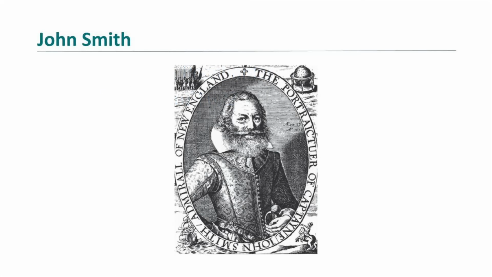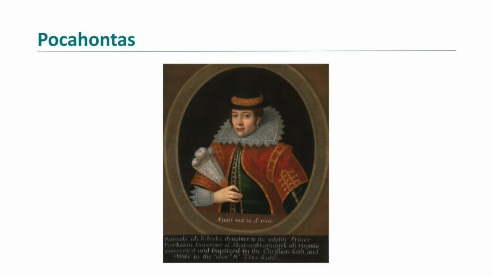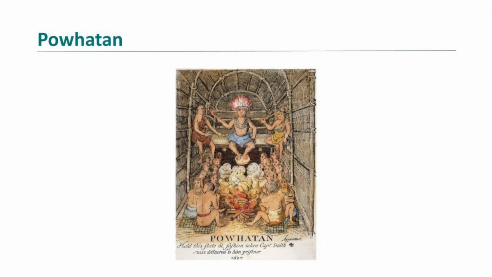Here is John Smith, leader of the early Virginia colony in 1624. This is the only known portrait of Pocahontas during her lifetime, 1616. It's actually a copy of an earlier version. She took the name Rebecca, by the way, after converting to Christianity. And this is Powhatan, the most prominent Indian leader in the original English settlement of Virginia.